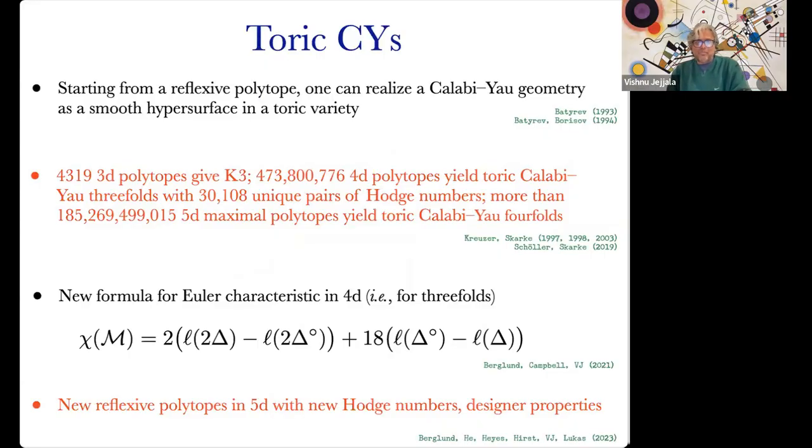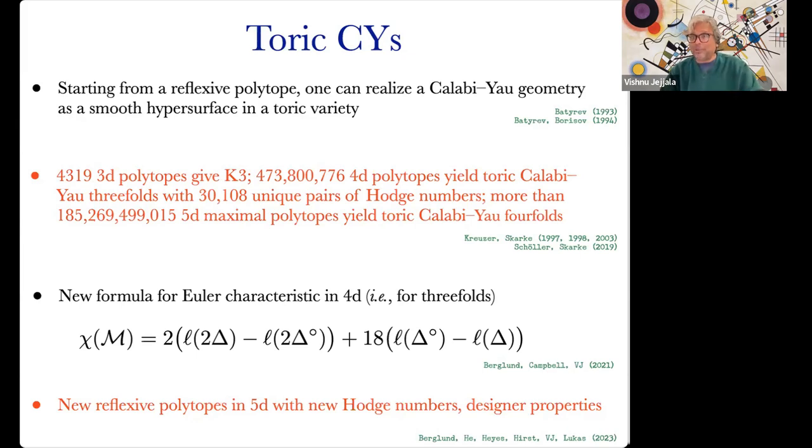So Calabi-Yaus are often of toric type, meaning that we realize them as toric hypersurfaces. And the list of which Calabi-Yaus exist in various dimensions is obtained from reflexive polytopes, which are certain polyhedra, lattice polyhedra with some properties that I'll explain briefly. And this connection between these Calabi-Yau manifolds and these lattice polytopes was developed by Batyrev and Borisov. And it turns out that there are 4,319 three-dimensional polytopes associated to the Calabi-Yau K3.